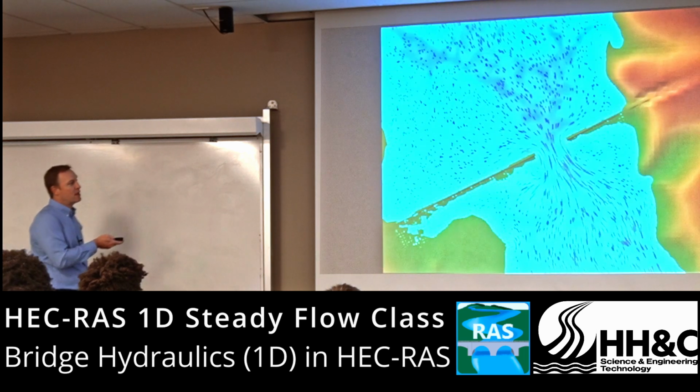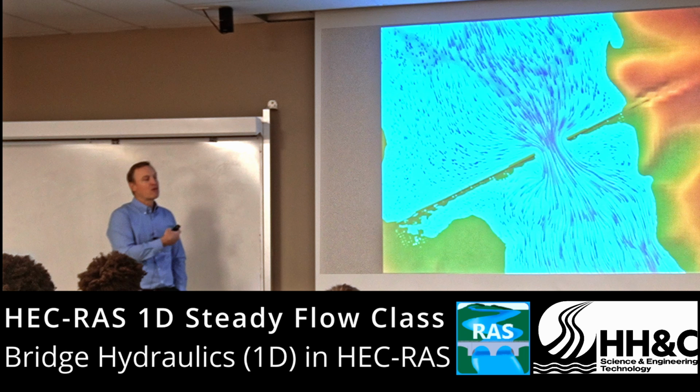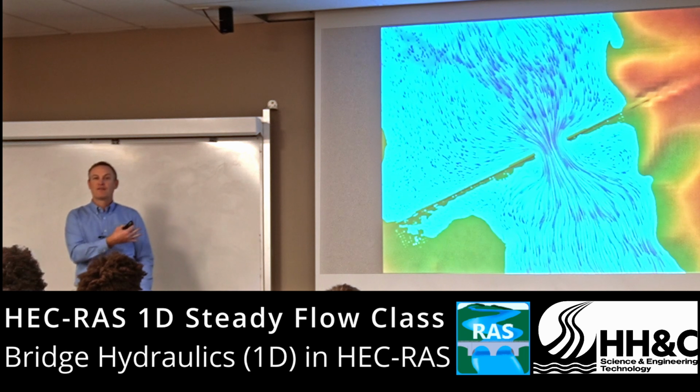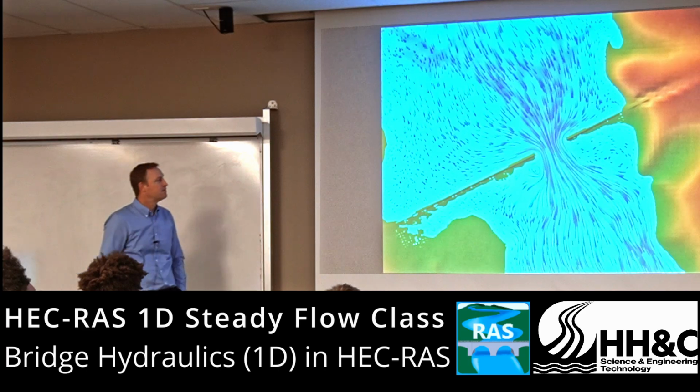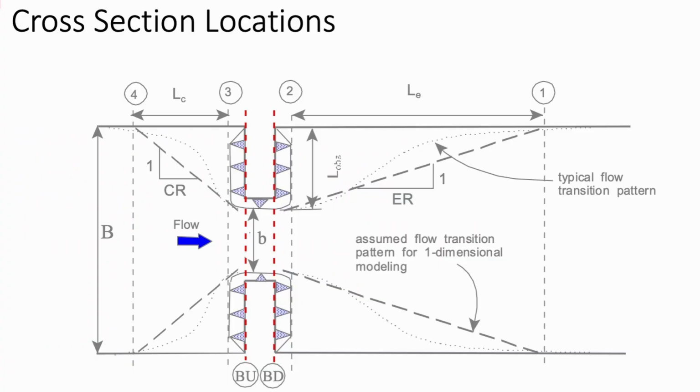So we're going to try and talk about how we lay out our cross sections to represent this flow regime through a bridge, this contraction and this expansion zone. So the way we talk about bridges in RAS is we always talk about this modeling approach as having six cross sections. So we'll always talk about cross section 1, cross section 2, cross section 3, cross section 4, and then these other cross sections that we call BU and BD.